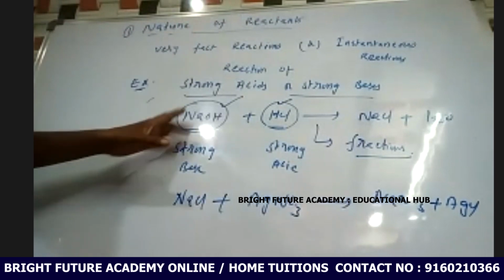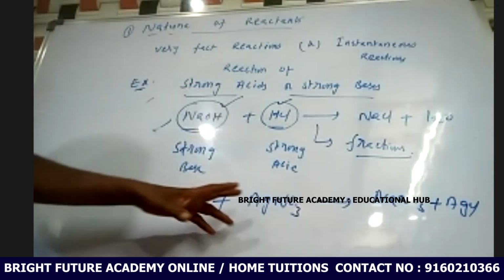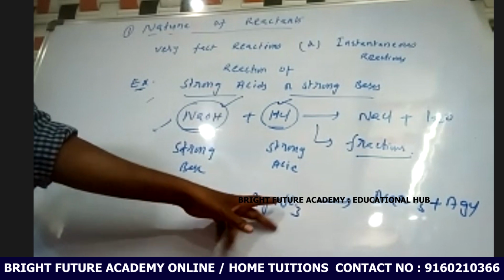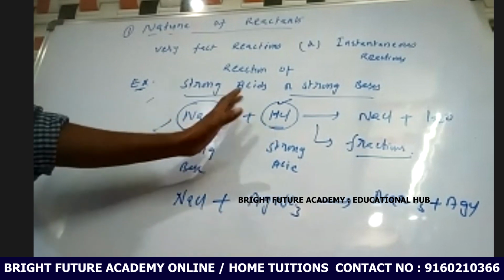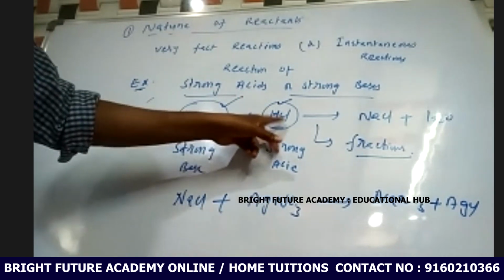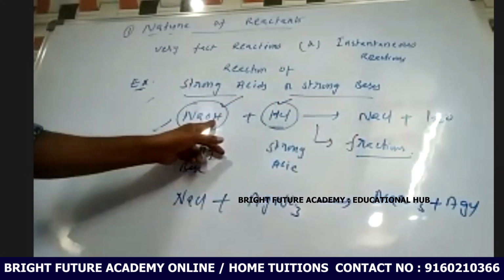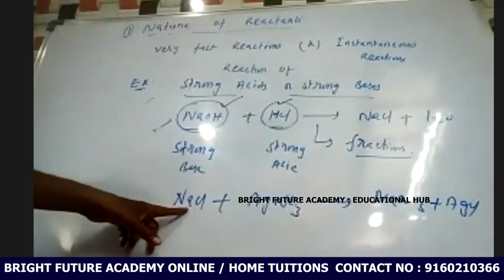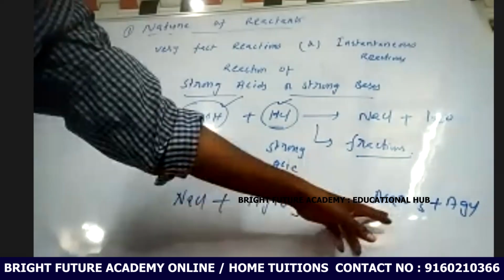Why? Because they form the ions Na plus, Cl minus, Ag plus, NO3 minus, Na plus, OH minus, H plus, Cl minus. Na plus and Cl minus form NaCl, OH minus and H plus form water. Na plus and NO3 minus form sodium nitrate. Cl minus reacts with Ag plus to form AgCl, a precipitate. So ionic reactions are very fast, and they also form precipitates.